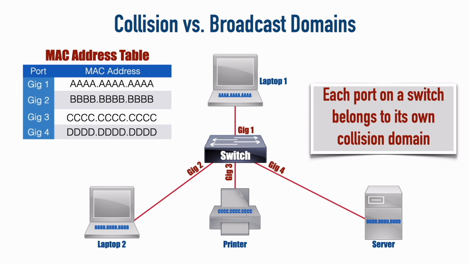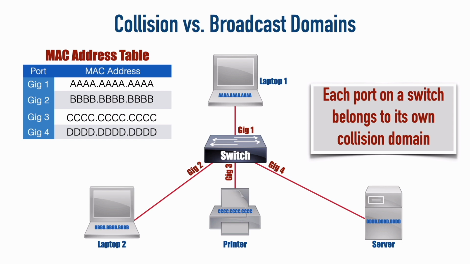For example, if laptop 1 wanted to talk to the printer at the same time that laptop 2 is talking to the server, that's totally fine, because the switch is not going to take that frame coming from laptop 1 going to the printer. It's not going to flood that out to laptop 2 in the server as long as it has learned where that printer lives. So each port on a switch, I want you to know, belongs to its own collision domain.